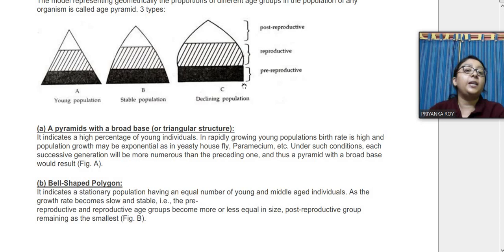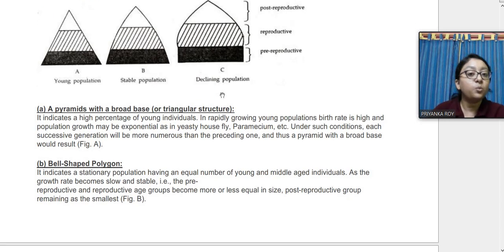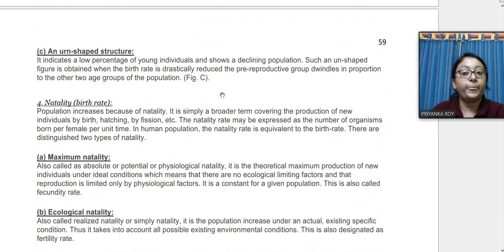Lastly, this is a declining population or an urn-shaped population, where the reproductive and post-reproductive individuals are quite high in number compared to the pre-reproductive individuals. So this is a declining population. In this way, we can segregate populations based on their different age groups.